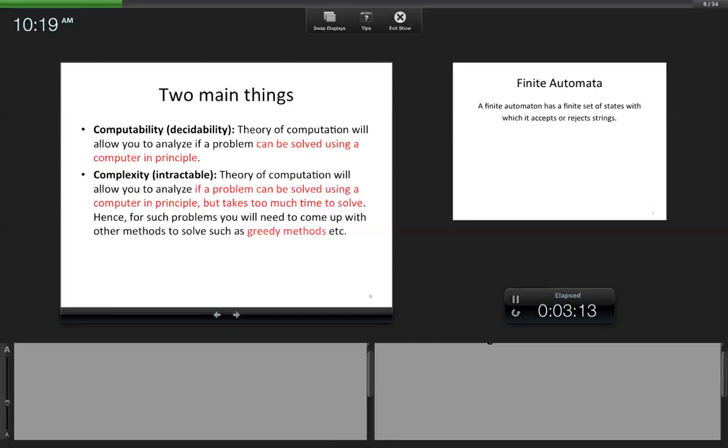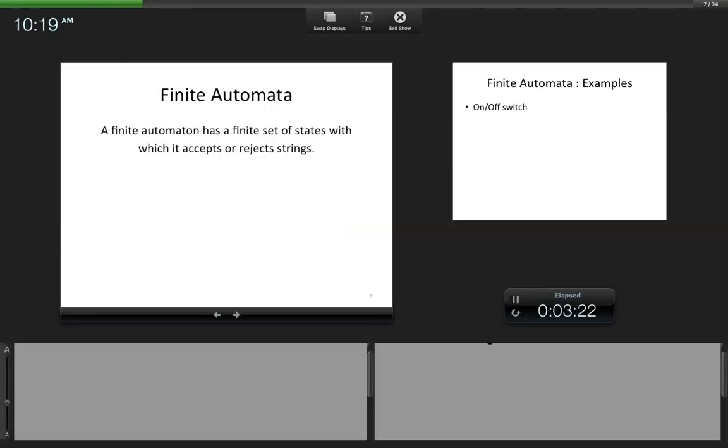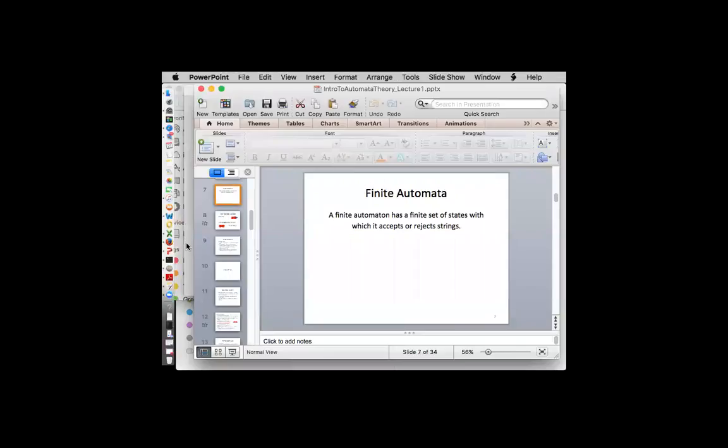Okay, so let's see. I want to give you a very brief introduction to finite automata. Nothing technical, just simple things.